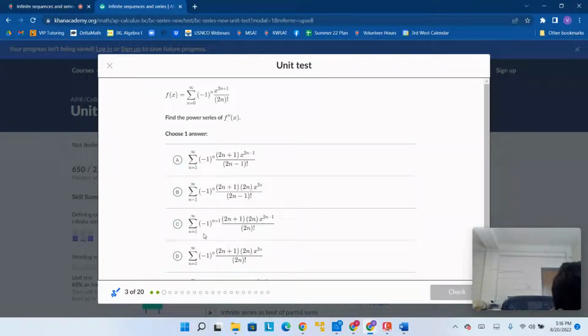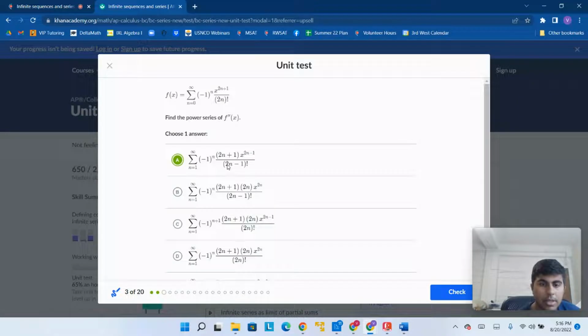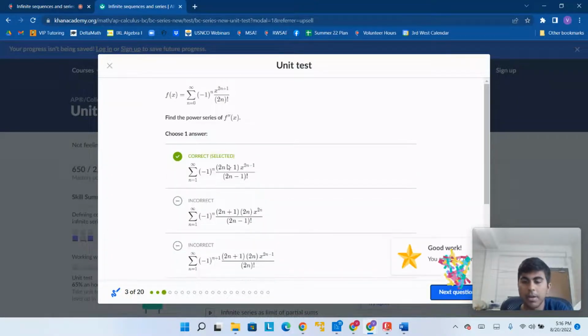Still times negative 1 to the n. So you're going to have negative 1 to the n times 2n plus 1 times x to the 2n minus 1 over 2n minus 1 factorial, which is going to be that one right there. And we can keep going to the next question.